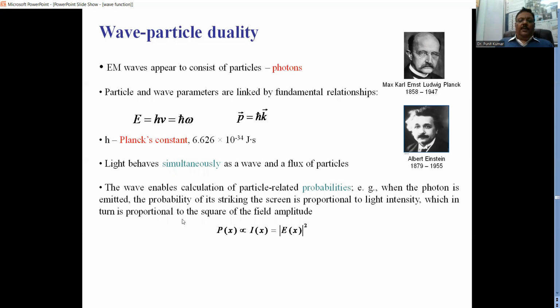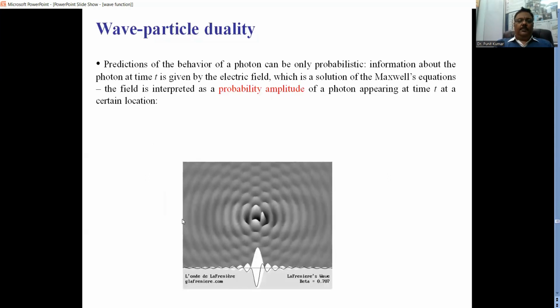So the wave enables the calculation of the particle-related probabilities. When a photon is emitted, the probability of it striking the screen is proportional to the intensity, which is in turn proportional to the square of the amplitude. So we can conclude that the probability is proportional to the square of the amplitude of the wave.